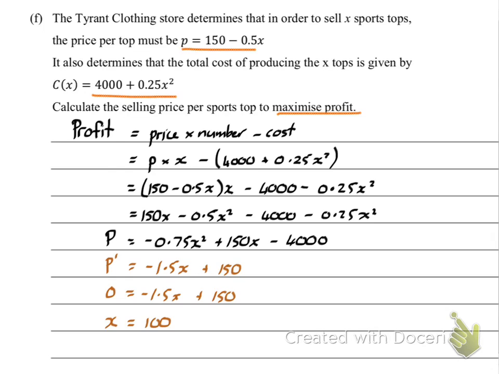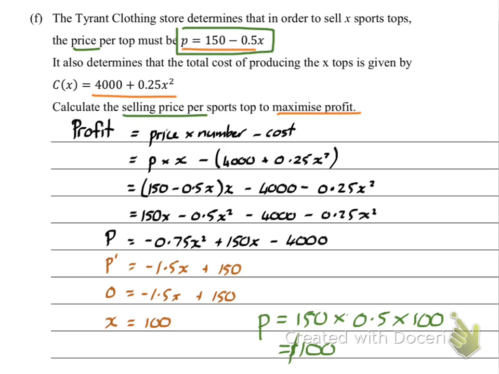We want to find the selling price. The question asks us to find the price per sports top. So use the price equation. The price is 150 minus 0.5 times 100, which is equal to 100. In this case it's $100. That will give you excellence.